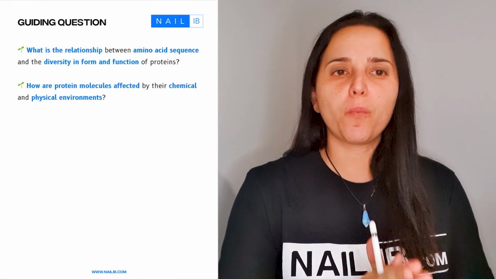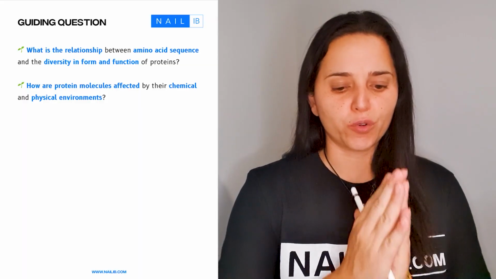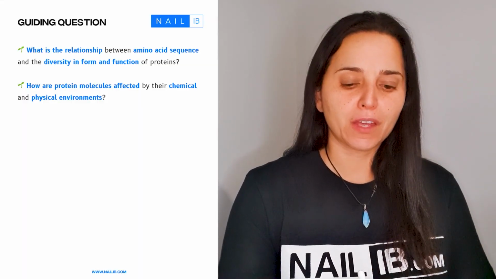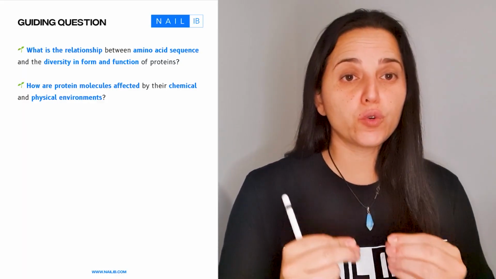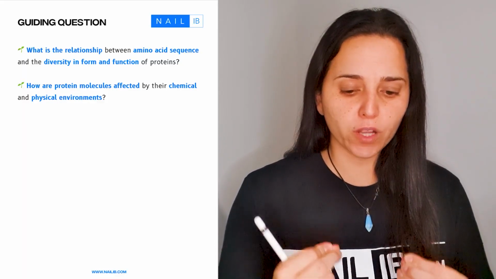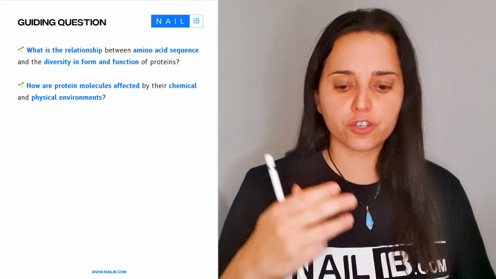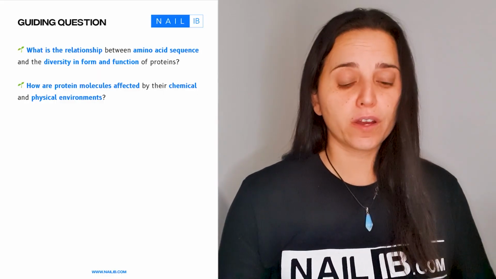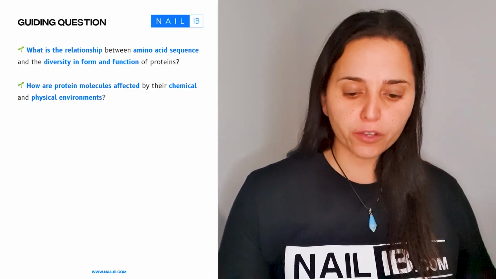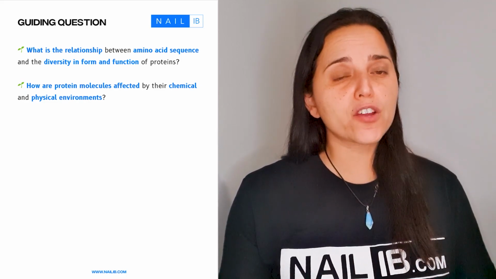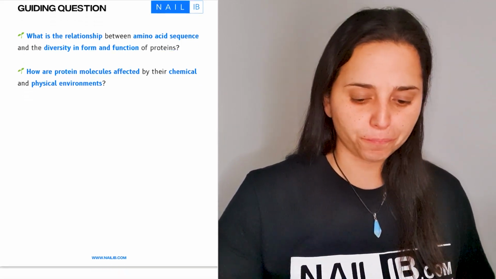We are here on B1.1, which is all about protein. We continue talking about all the different types of macromolecules. In this section, we have two guiding questions. One is, what is the relationship between amino acid sequence and the diversity in the forms and functions of proteins? The second one is, how are protein molecules affected by their chemical and physical environment? So keep those two questions in mind as we go along through the video.